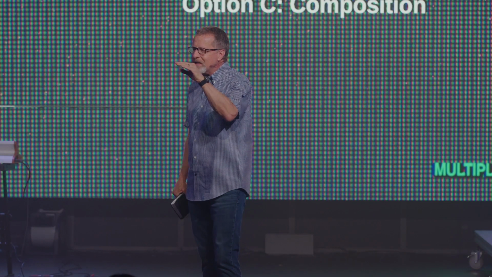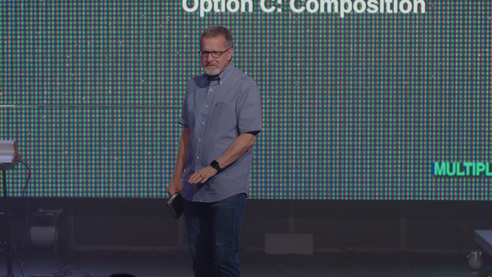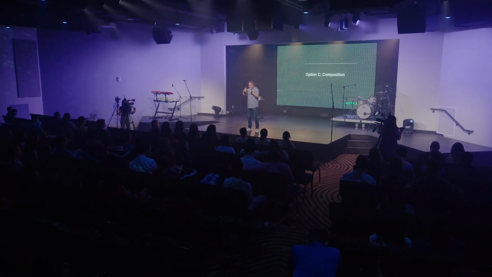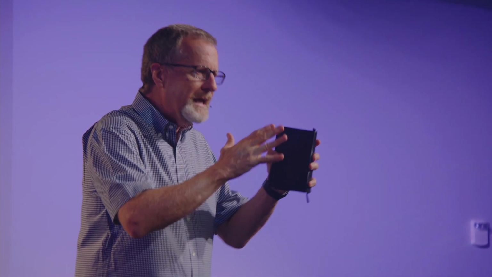So we're on option C. Option A, character. Option B, counsel. Option C, composition. Now I want to define that word, because if you go to dictionary.com, you'll get 18 different definitions of composition. So here's what I mean by composition. Composition is just how we're made up, how we're wired, what makes us tick. That's what we are composed of. So if you choose this option on the multiple choice test, you're saying, when it comes to the process of making decisions, my composition, who I am as a person, is key in making that decision.